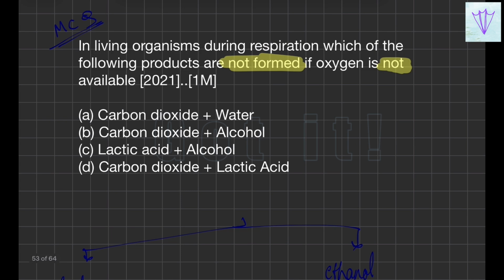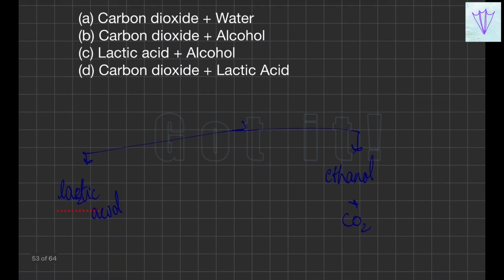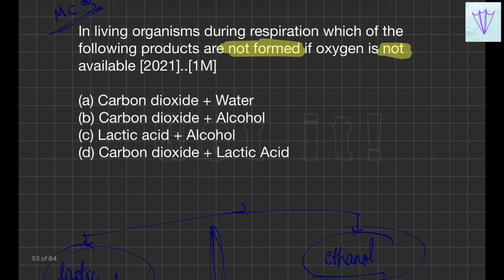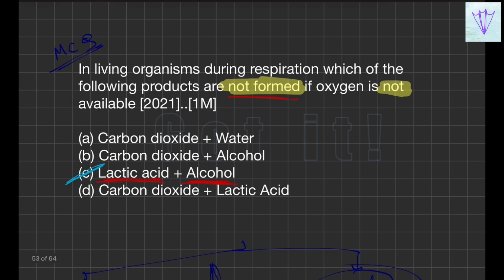But they are asking what is not formed. So there will never be the combination of lactic acid and alcohol. Either you get lactic acid or you get ethanol plus CO2. So here the correct answer is option C, that you will never be able to get lactic acid plus alcohol as your products. They asked what is not formed, so lactic acid plus alcohol will never be formed. The correct answer to this question is option C, lactic acid plus alcohol.